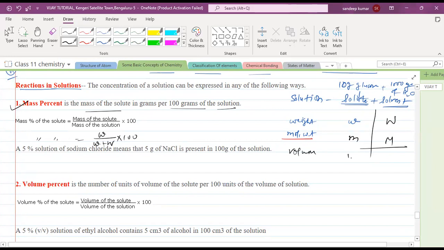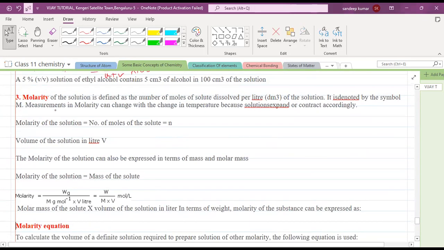One more, I'm using volume. Volume of solute is small v and of solvent capital V. Next, we talk about volume percentage. It is the number of units of volume of the solute per 100 units of the volume of solution. For example, the volume percentage of solute is the volume of solute by volume of solution into 100. So the volume of solution is small v plus capital V, into 100. Am I clear? In this way, we can find out the volume percentage.